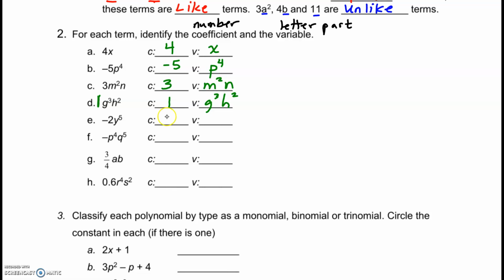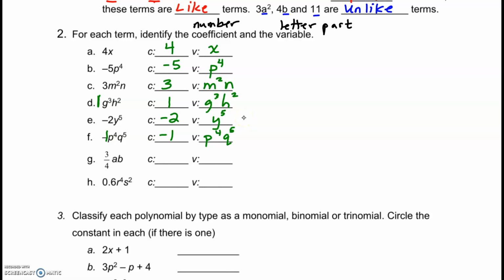All right, let's see. Did you get -2 for the coefficient and y to the 5? And for this next one, this one again is kind of like D. There is no number there, but there is an invisible 1. And so my coefficient is -1, and my variable part is p to the 4, q to the 5.